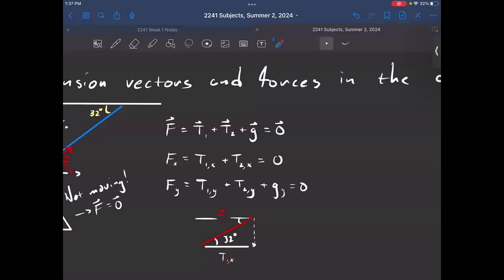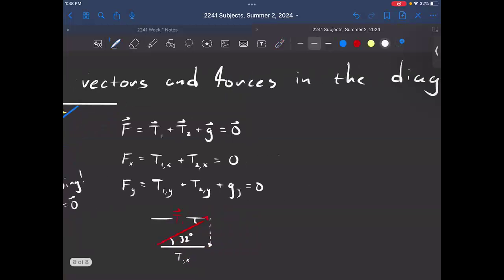Okay, well, if we want this number, the length of this arrow right here, T1x, we have a triangle and an angle, and this is the cosine of that angle times the total of that T1. So it's getting a little more complicated, but bear with me. T1x equals the size of T1 times the cosine of 32 degrees.